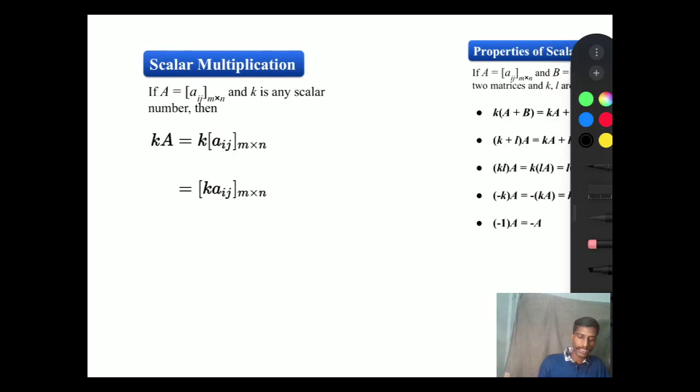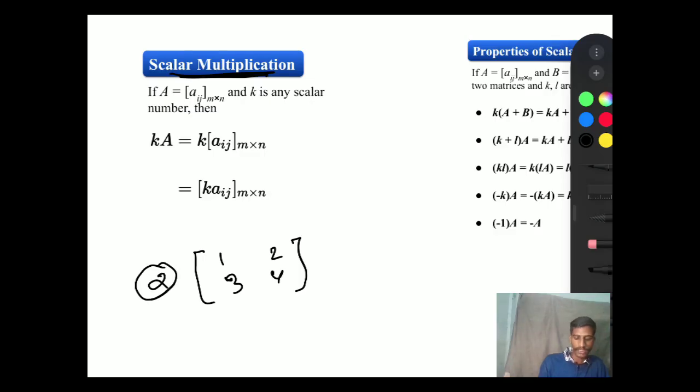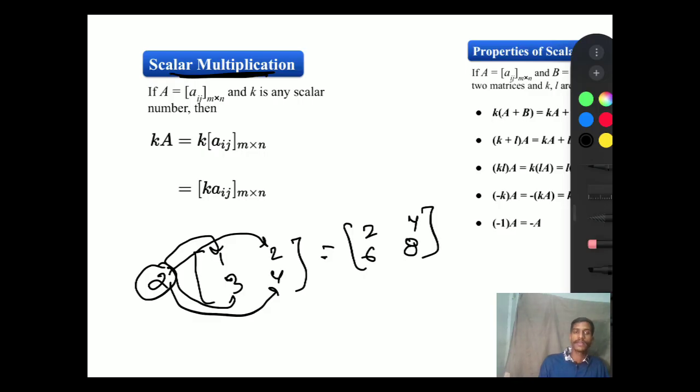Now we'll move to the next topic, that is scalar multiplication. What is scalar multiplication? If we take a matrix like 1 2 3 and 4, and multiply it by 2, then we have to multiply each number. So we'll get 2 4 6 8. If we multiply a scalar number with a matrix, we'll get a new matrix.